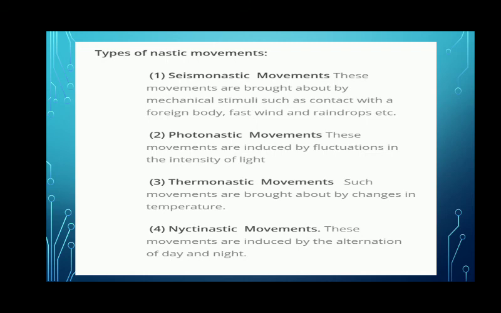And fourth is nictinastic movement. These movements are induced by alternation of day and night. Like the example we just gave, the moon flower closes its petals in the morning in bright light and opens in the dark when the light fades. This is an example of nictinastic movement. This is all about plant movements. Thus you can remember your plant movement. There are two types: tropic movements and nastic movements. Thank you.